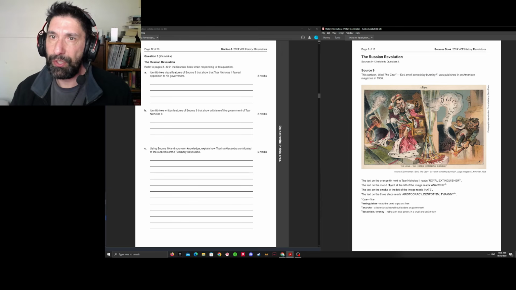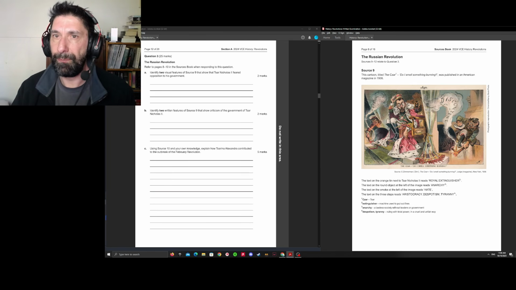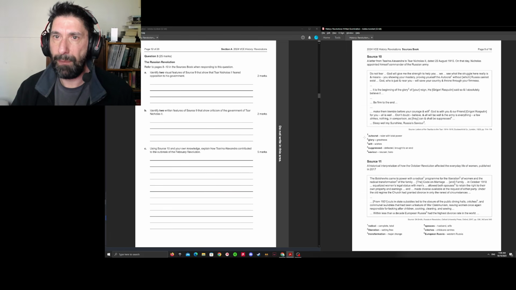Let us go to source 10 now. Using source 10 and your own knowledge, explain how Tsarina Alexandra contributed to the outbreak of the February Revolution. So I'm going to turn over my source booklet to the appropriate source and page. And here it is, and this is what we looked at before.